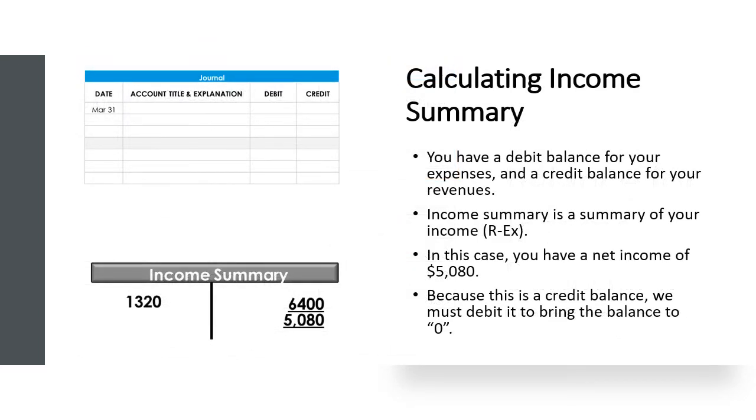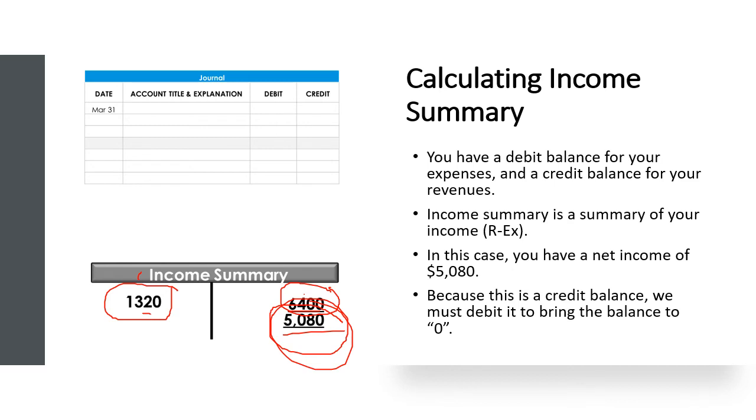So we will debit our income summary for all our expenses, and we will credit our income summary for all our revenues. We'll subtract our expenses from our revenues, and we end up with a balance in income summary of $5,080. So that $5,080 is actually our net income. We've taken our revenues, subtracted our expenses. That's what's left over. So it is actually representative of a net income.